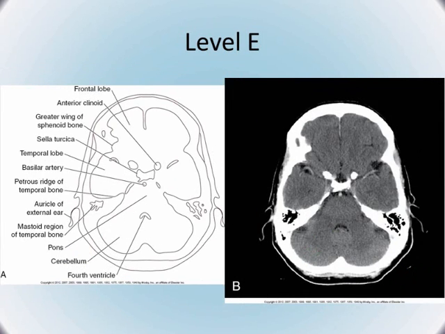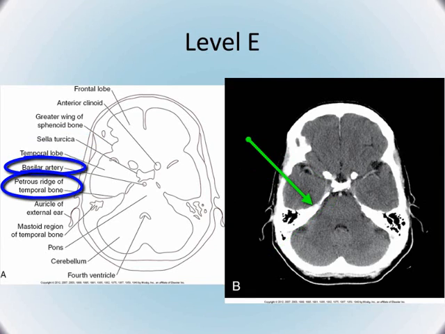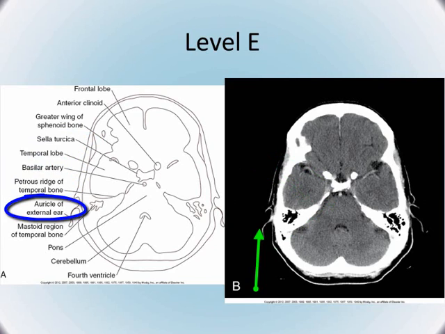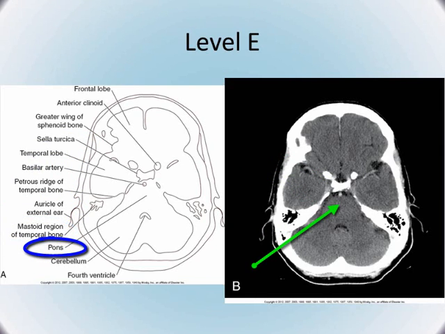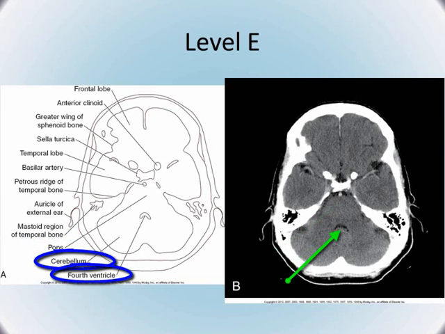Moving on to level E, greater wing of the sphenoid bone. Notice how white it is. Sella turcica, the temporal lobe, the basilar artery, Petrus ridge of the temporal bone, the auricle of the external ear, the mastoid region of the temporal bone, the pons, the cerebellum, and finally the fourth ventricle.